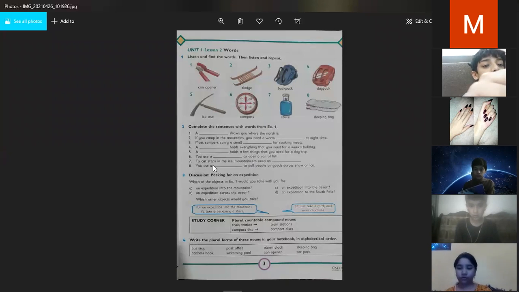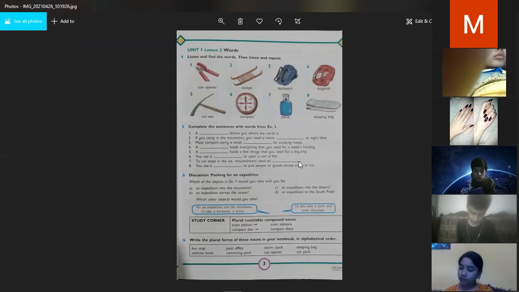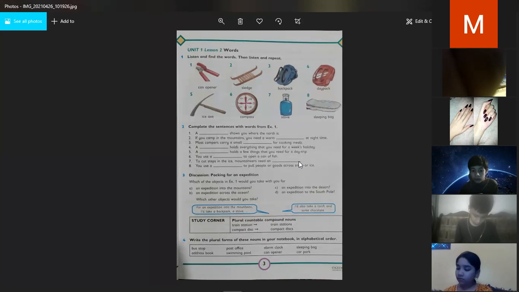Number 7, to cut steps in the ice, mountaineers need an ice axe. Ice axe is used in the region where it is too much cold and ice. So you will write ice axe in number 7.